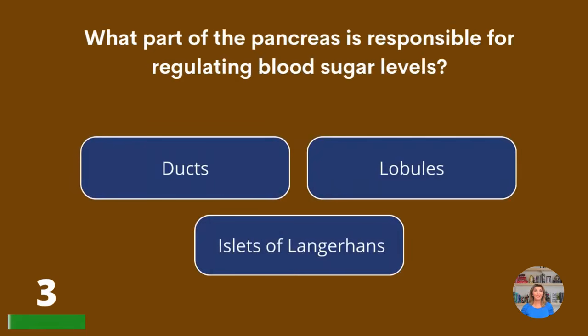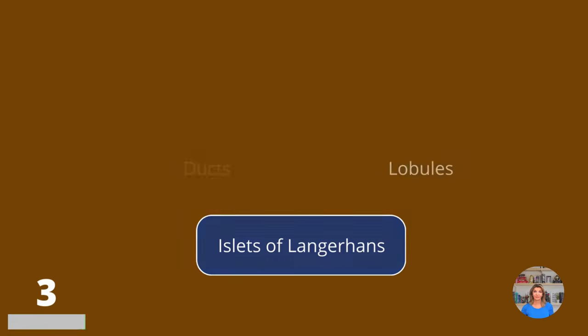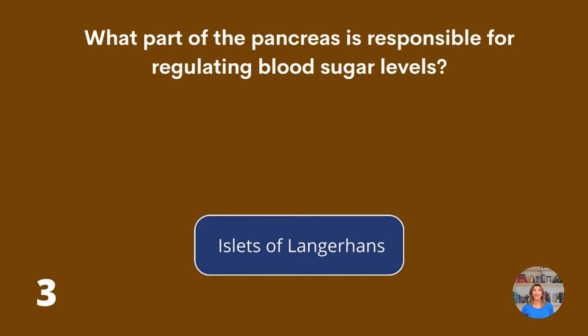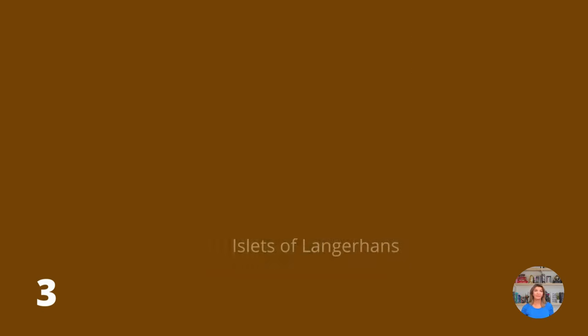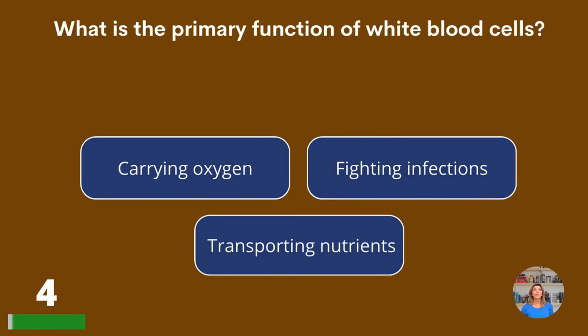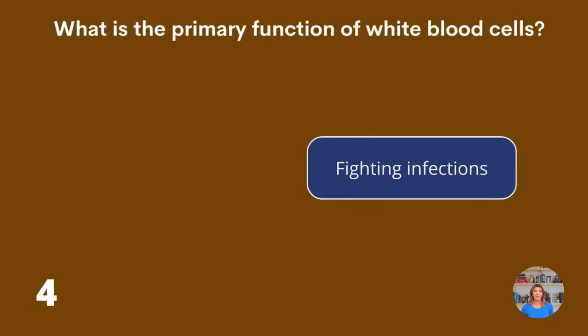What part of the pancreas is responsible for regulating blood sugar levels? Ducts, lobules, or islets of Langerhans? Islets of Langerhans. What is the primary function of white blood cells? Carrying oxygen, fighting infections, or transporting nutrients? Fighting infections.